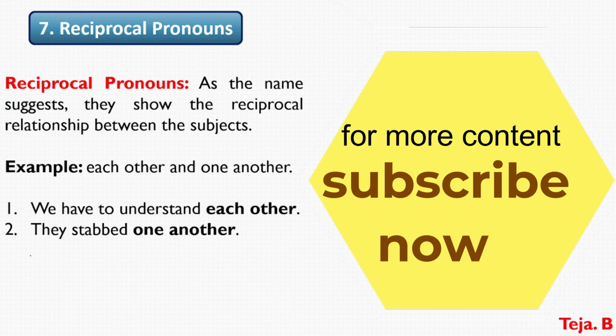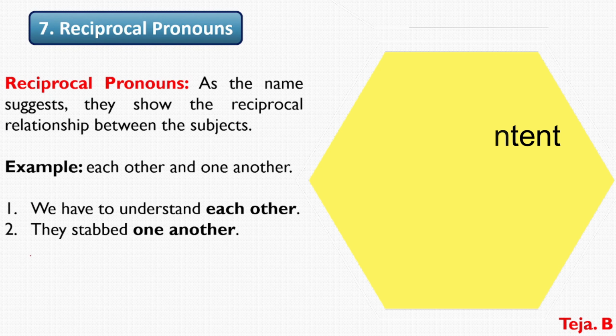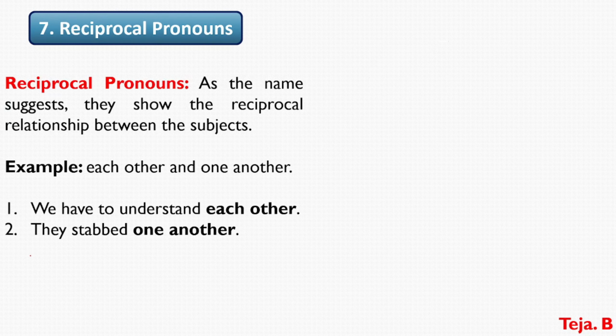Here are two sentences. The first one is, we have to understand each other. Here, each other is a pronoun which reciprocates the relationship between the people. In the second sentence, they stabbed one another. They stabbed one another means they stabbed within themselves. That's why one another is the word which gives us a reciprocal relationship between them or among them. This is what you call reciprocal pronouns.